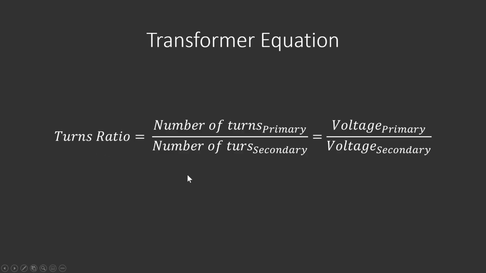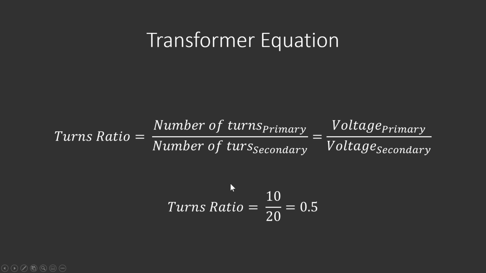This is the standard equation for transformer turns ratio. It states that the turns ratio is equal to the number of turns on the primary side of a transformer divided by the number of turns on the secondary side of the transformer, which is then also equal to the voltage on the primary divided by the voltage on the secondary.